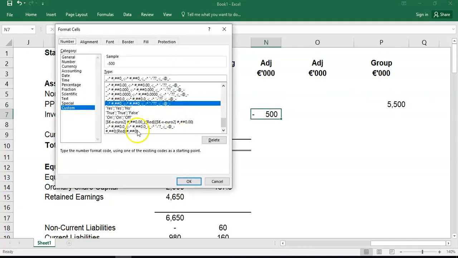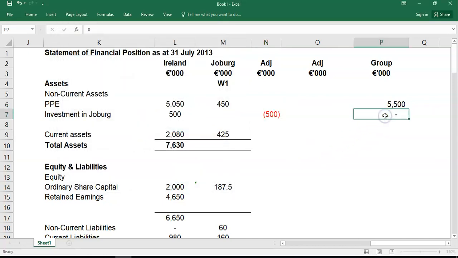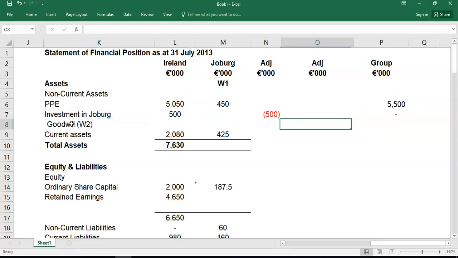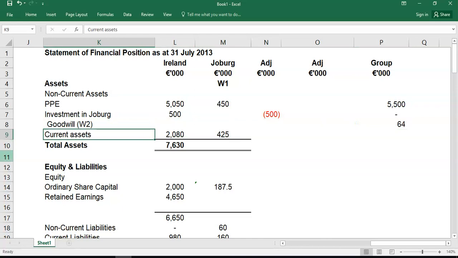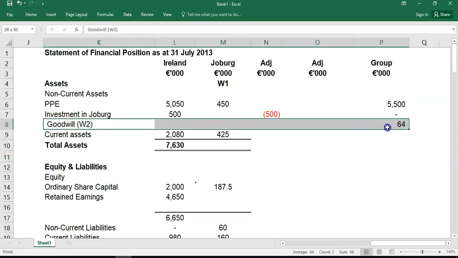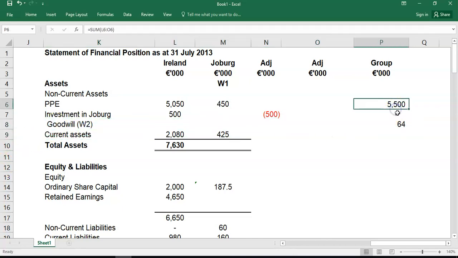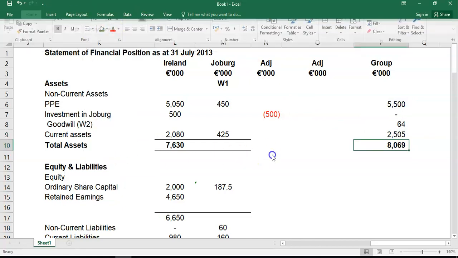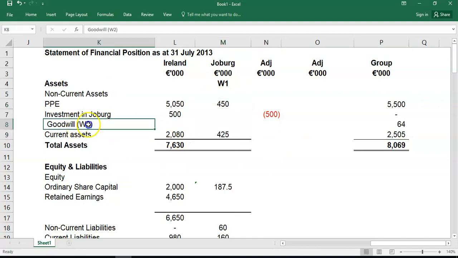Let me just tidy that. So that's going to be nil because that's gone against the goodwill. You are then going to have goodwill from working two, and we said that's going to be 64, the retranslated goodwill at the end of the year. And your current assets, you just add across as well. So that means your total assets, and we'll tidy it up as well, is going to be 8069. So there's not much work there, just making sure you take the euros and you put in the right goodwill figure.